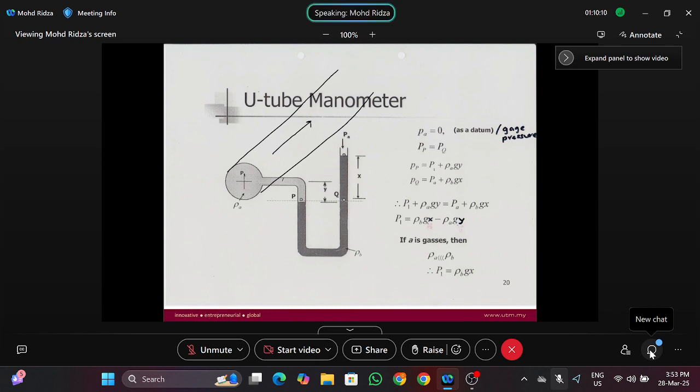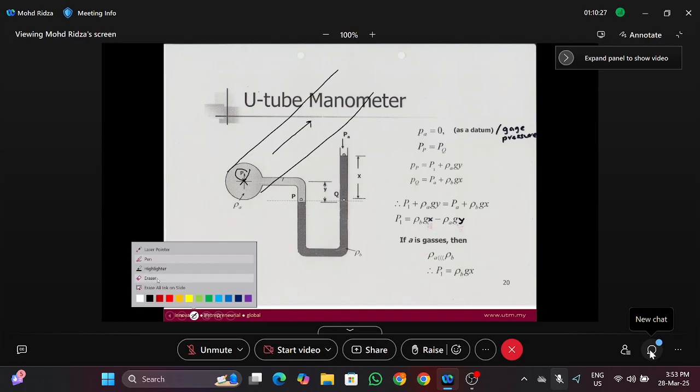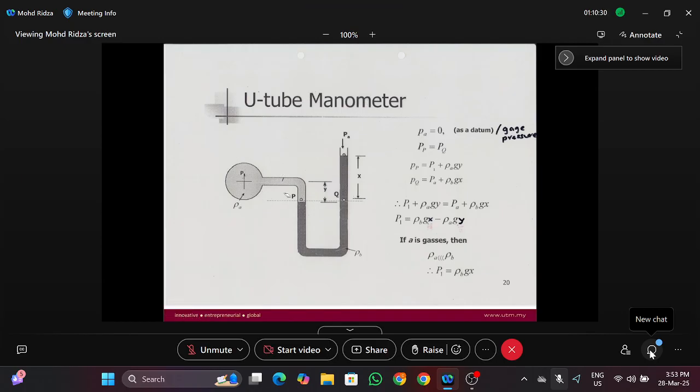So you want to know what is the pressure here. They call it P1. Of course, we want to know the pressure in the pipe. Alright, so how do you get P1? Maybe this one I have to explain a little bit. How do we get P1?